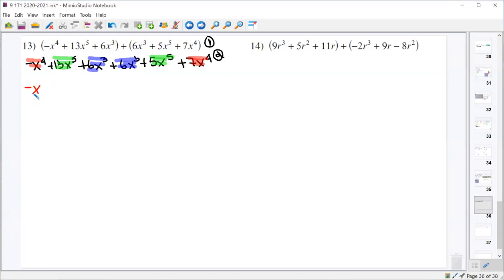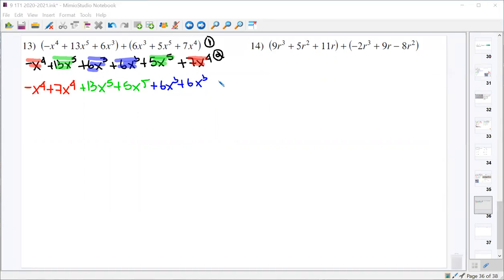So it's going to be negative x to the fourth plus 7x to the fourth power, right? After that, I'm going to be moving to my green. That is going to be 13x to the fifth plus 5x to the fifth, right? And then I'm going to be turning into blue, and I'm going to be saying plus 6x to the third plus 6x to the third. Right, guys? Any questions? Any questions up to here?